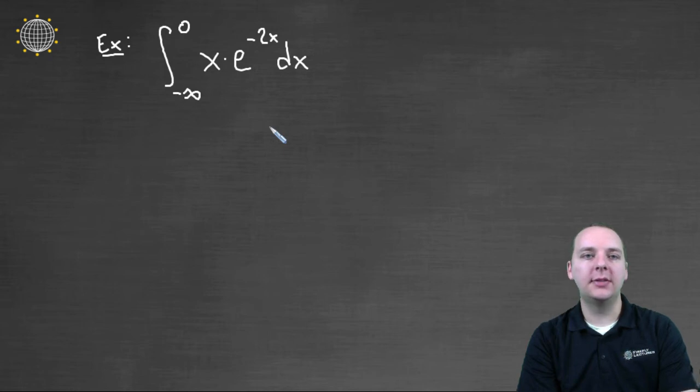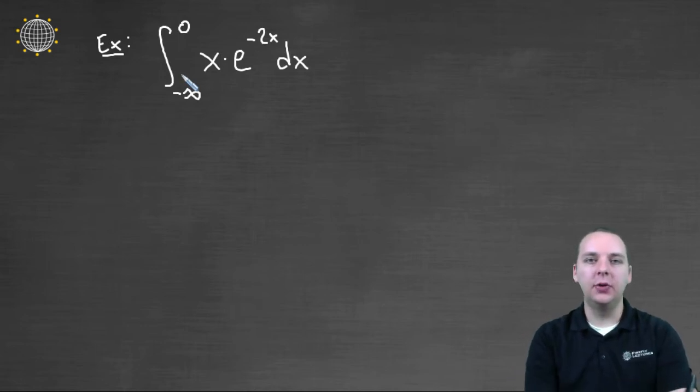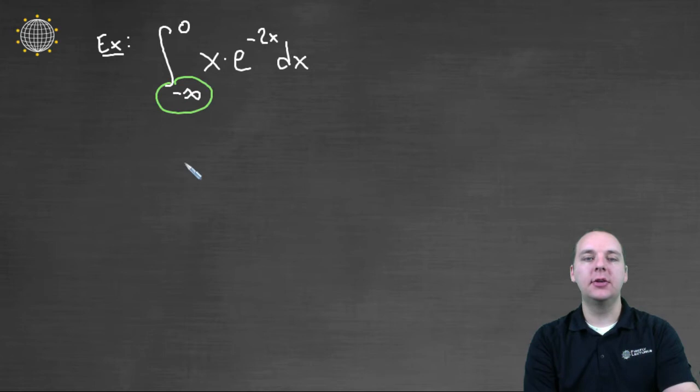All right, here we're being asked to compute the integral from negative infinity to 0 of x times e to the negative 2x. There are a few things that should catch our eye right off the bat. First of all, this is an improper integral. The way that I know that is this goes from negative infinity up to 0.